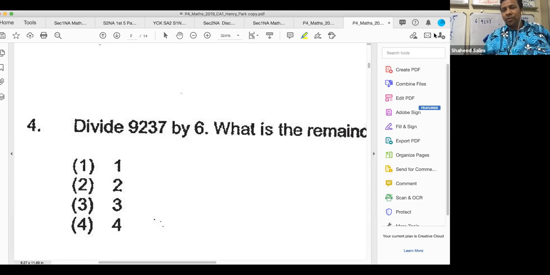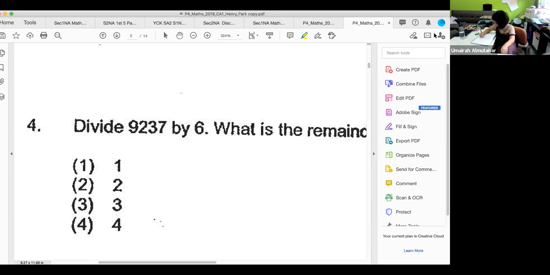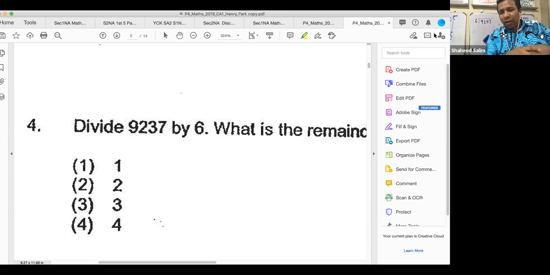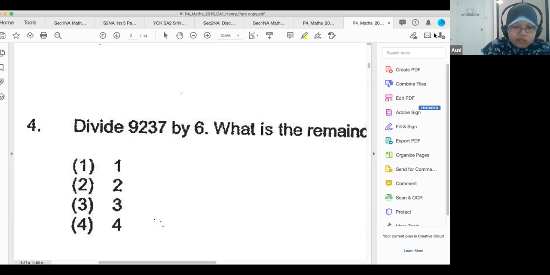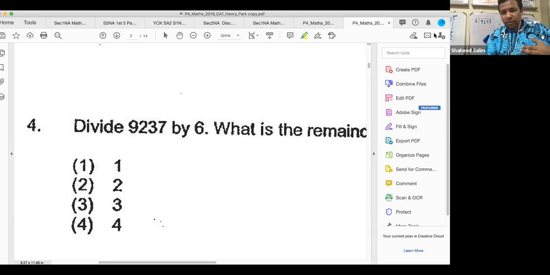Anyone else? Umaira, are you done? Almost. Auni, are you done? Auni is frowning like that. It's okay to frown. That's part of thinking. So we wait for the rest.